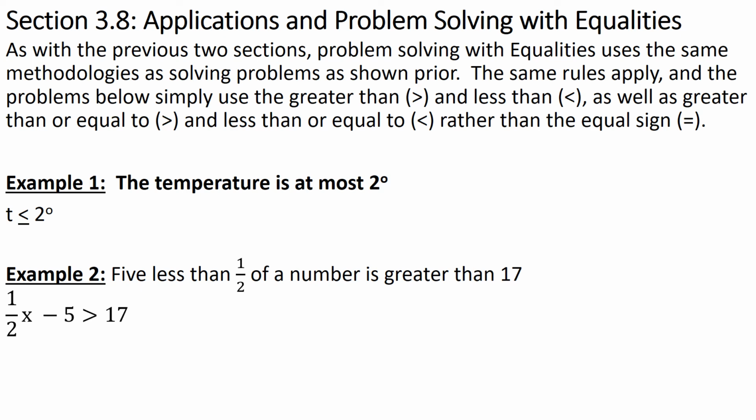Example 2, 5 less than 1/2 a number is greater than 17. Well, I'm looking at the simplest parts right now. Greater than 17. There's my greater than. There's my 17. 5 less, so it's going to be a minus 5. And the number, we'll call that x. And it's half a number. So we'll go 1/2 of a number and 5 less than that. So it's 1/2 x minus 5 is greater than 17.